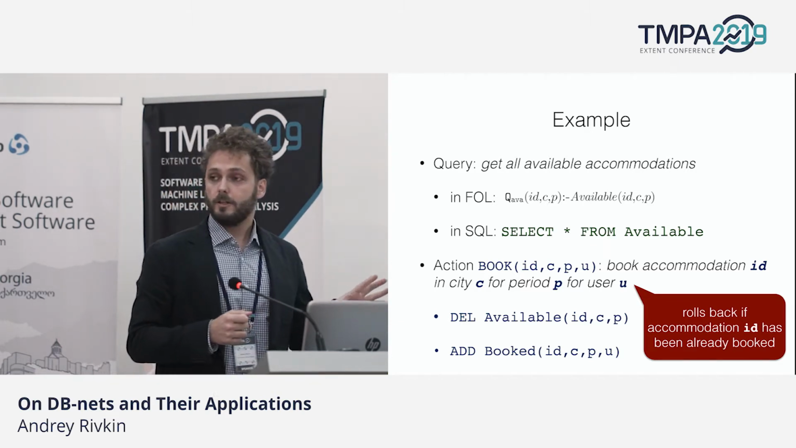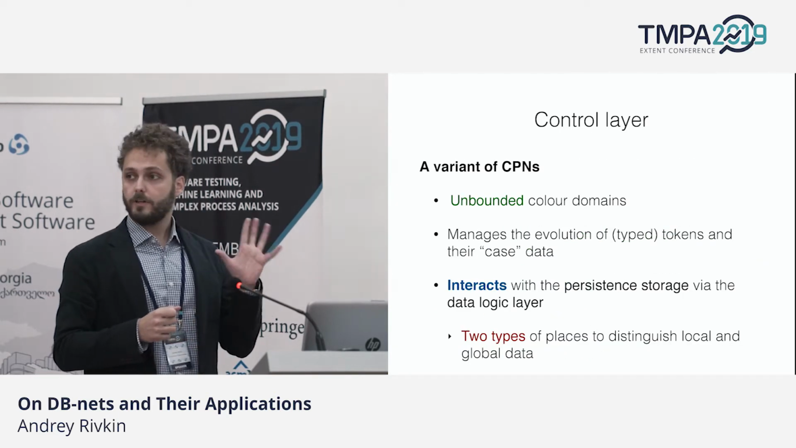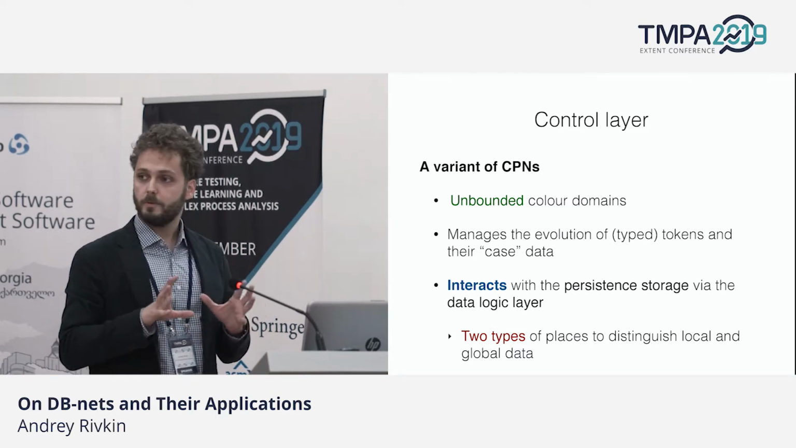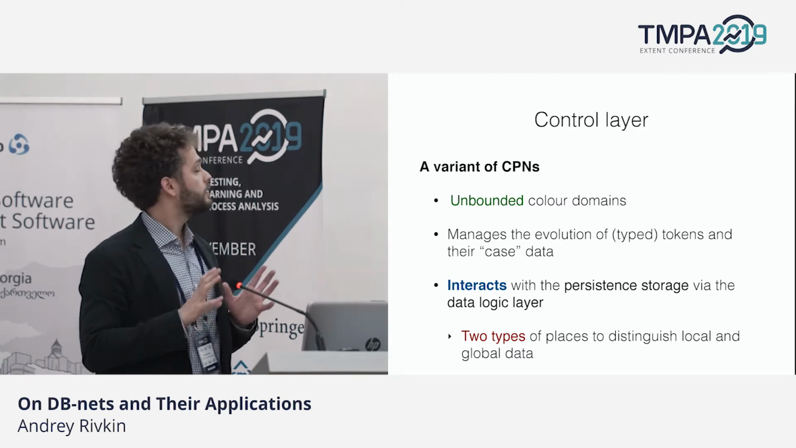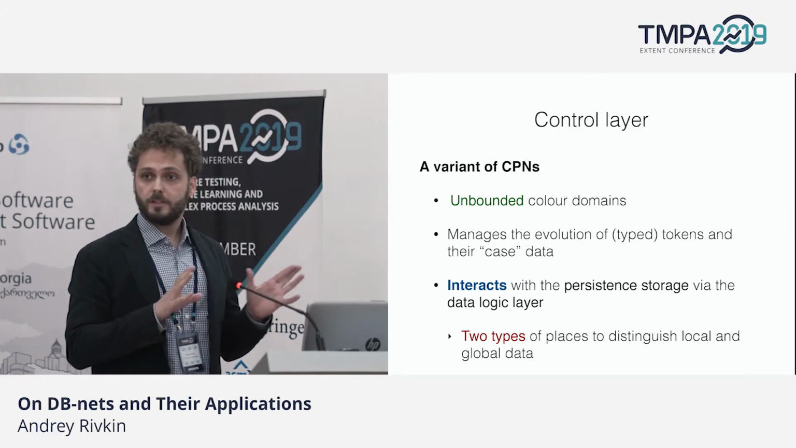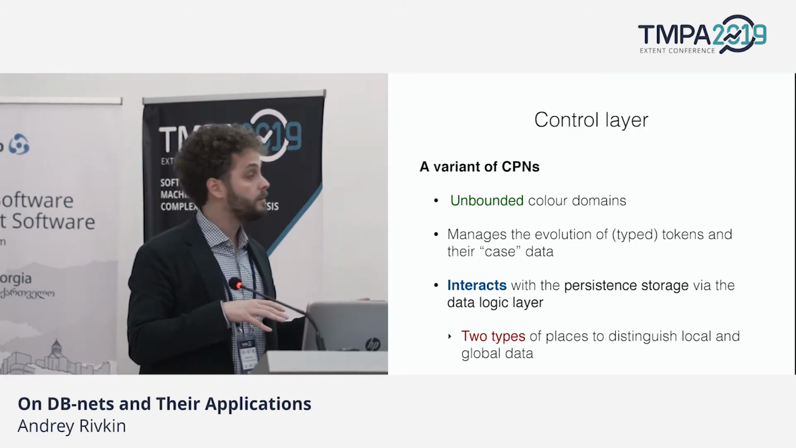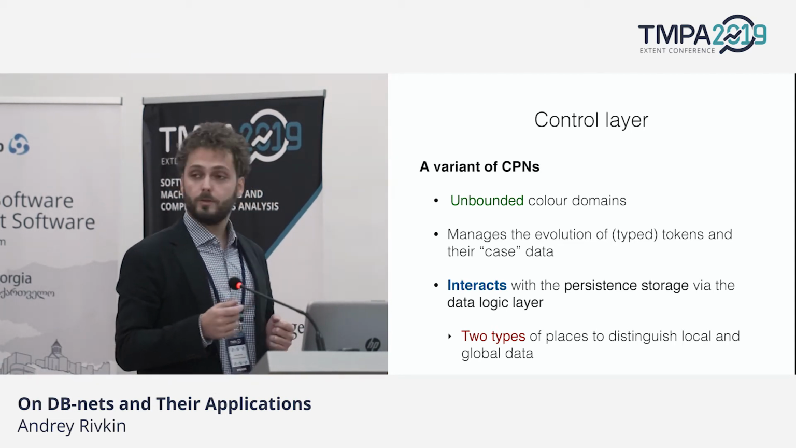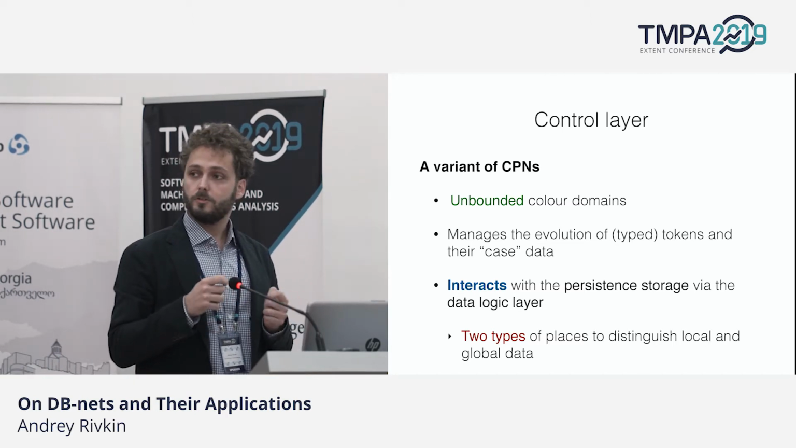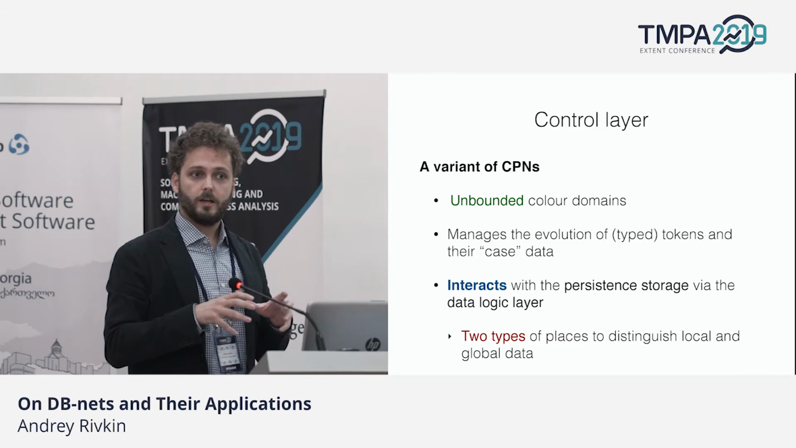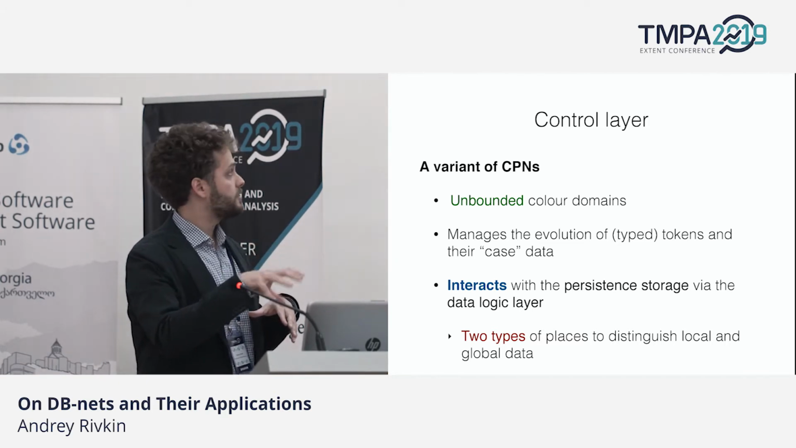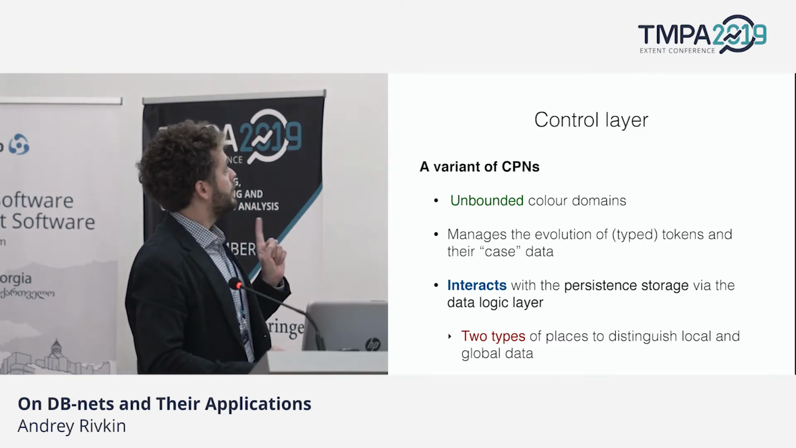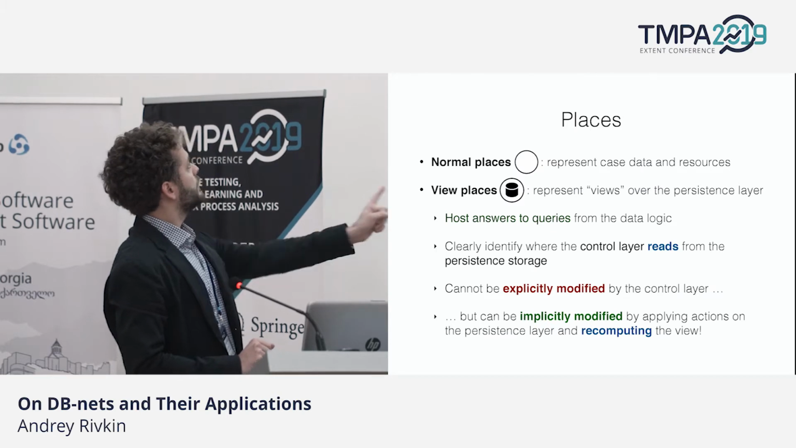And the last bit is the control layer. The control layer is a variant of colored Petri net. Why am I saying a variant? Because in more conventional colored Petri nets introduced by Jensen, you would go for finite color domains, whereas here we are working with unbounded color domains. Another non-traditional thing is that we allow our CPN to use this interface. So we have actions assigned to transitions, and we also have other elements that work with queries.